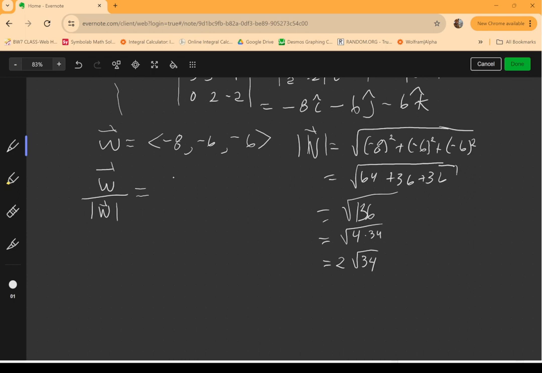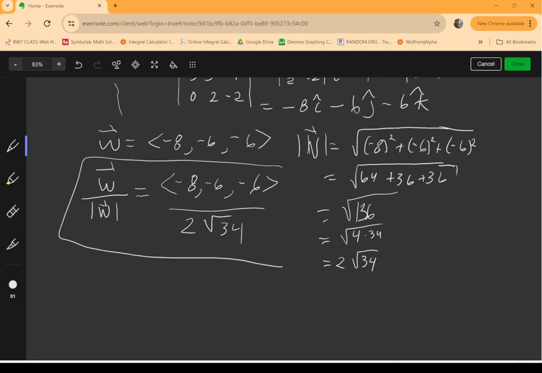So we get our unit vector to be -8, -6, -6, all of that divided by the constant 2 root 34. Okay, and that is how we find a unit vector that is orthogonal to two other vectors. It will always start with the cross product.